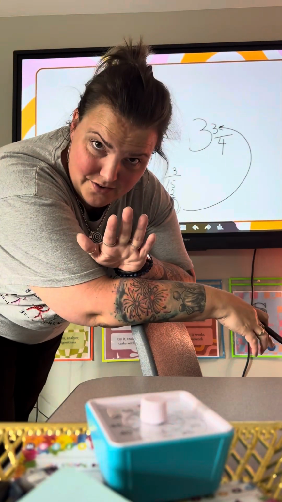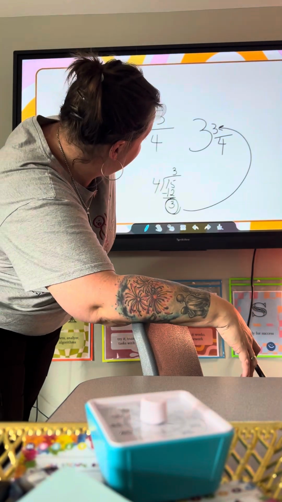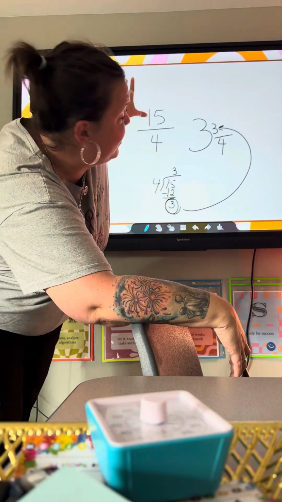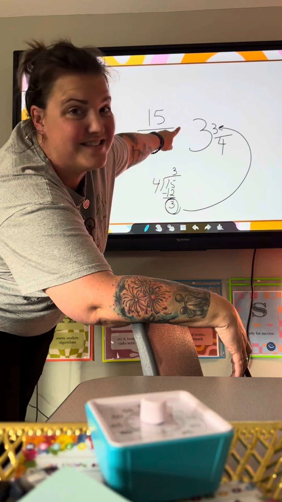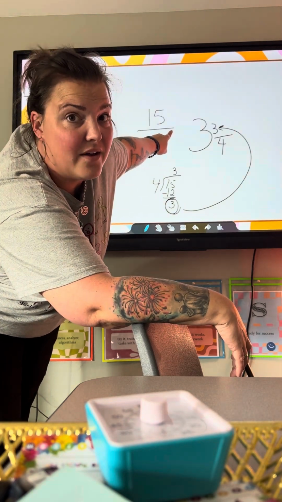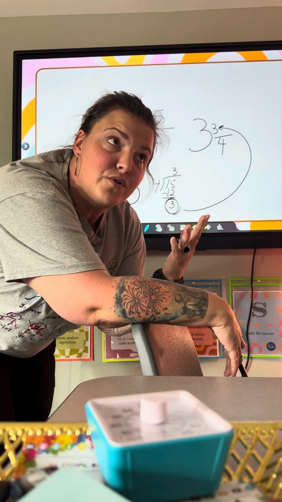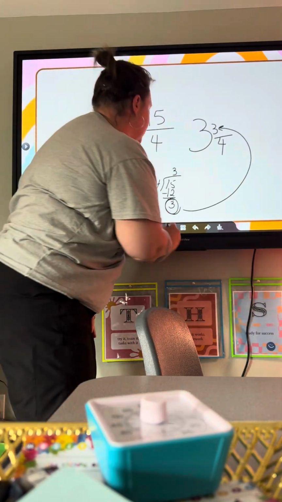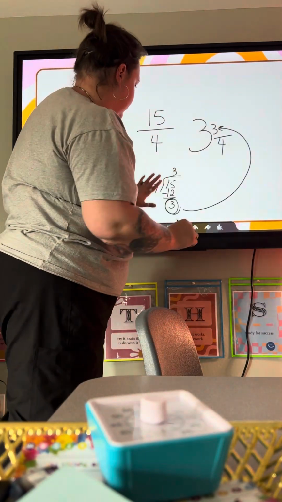Here's another hint. If you have a calculator, take your 15 over your 4, put it in the calculator. It will give you 3.75, okay? What if you don't know what 0.75 is? Oh, let me show you.